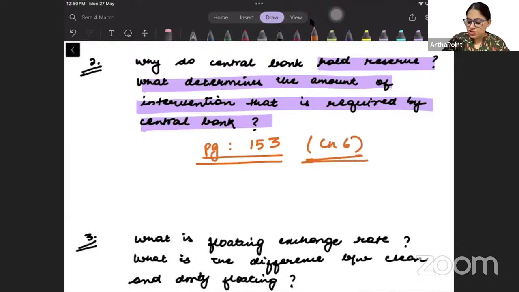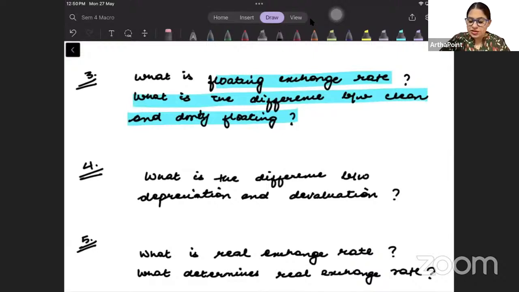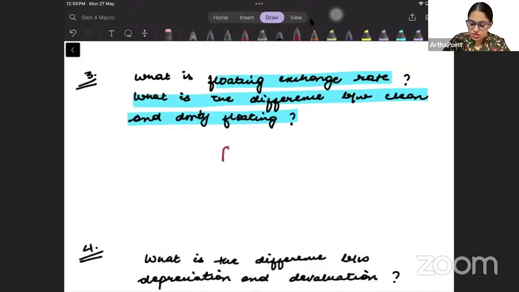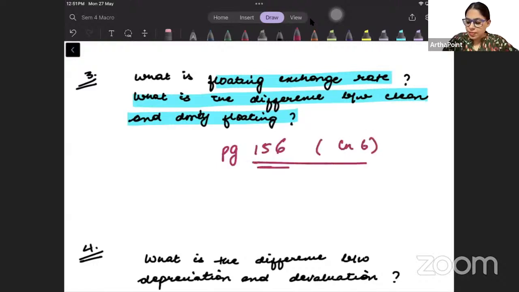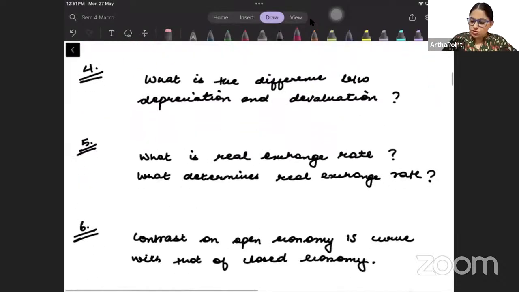Okay? Now come to the next question. The next question is saying, what is floating exchange rate? What is the difference between clean and dirty floating? The answer to this question is on page number 156, beta, of chapter 6. In this, you should know what is fixed exchange rate, what is flexible exchange rate, what is clean floating, dirty floating. A short note can also come on these. So this question can also come as a short note. So you need to write a small answer for yourself. Okay?